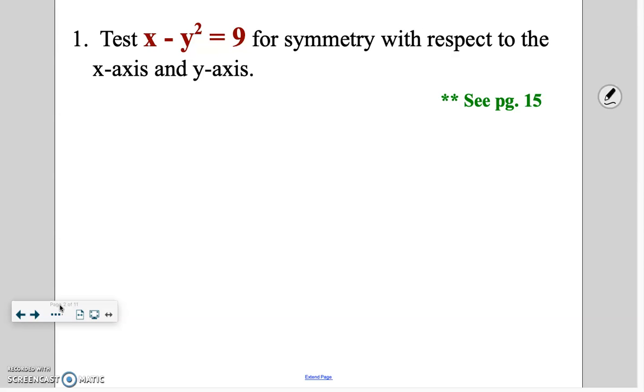All right, so the way that we're going to approach this problem, it says that we want to test x minus y squared equals 9 for symmetry with respect to the x and y axis. So I've mentioned having the graph may be beneficial.